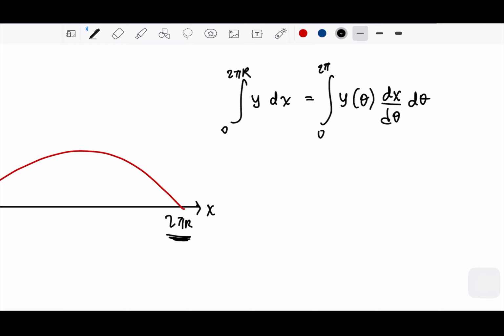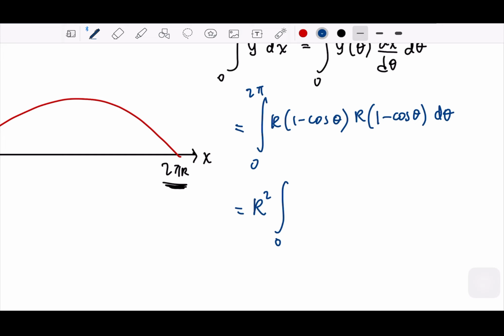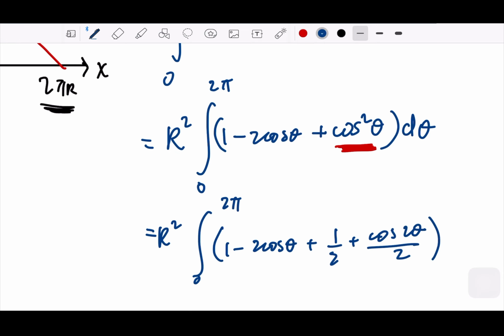Now we can take this. Y of theta becomes r(1 minus cos theta), and dx over dt is r(1 minus cos theta), and then dt. Let's do some calculations. R squared is going to be outside, factorized, and the inside will be precisely (1 minus cos theta) squared, so 1 minus 2 cos theta plus cos squared theta. And then we can do the double angle here. So we will have r squared times the integral from 0 to 2 pi of 1 minus 2 cos theta plus a half plus cos 2 theta over 2, d theta.